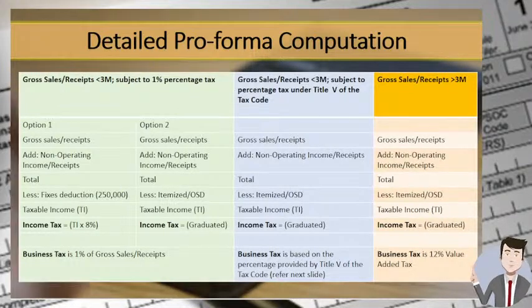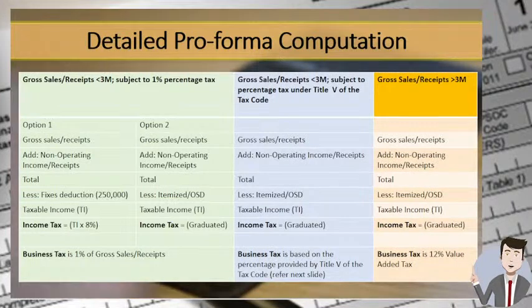Let's proceed now to the detailed pro forma computation for a taxpayer engaged in business, self-employed, and professional. If you have noticed in our presentation, we have columns colored green, blue, and orange. That signifies the qualification or threshold as to the gross receipts and sales of our taxpayers.